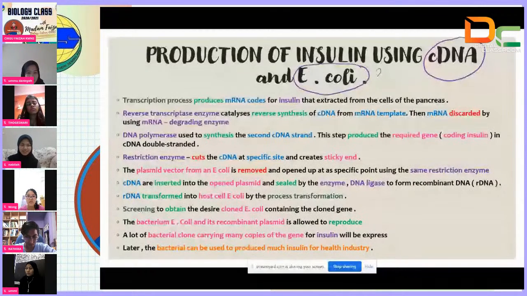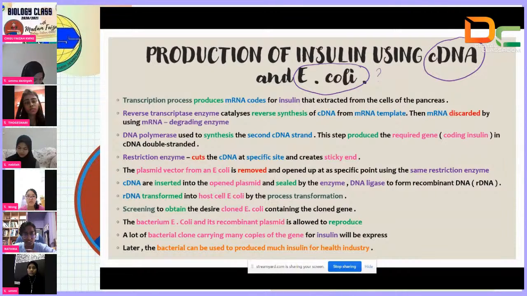Ratika then, okay, Ratika. What is the role of E. coli in this situation? Host cell. Host cell, good. Host cell is one. One more? Apart from host cell, Ratika?